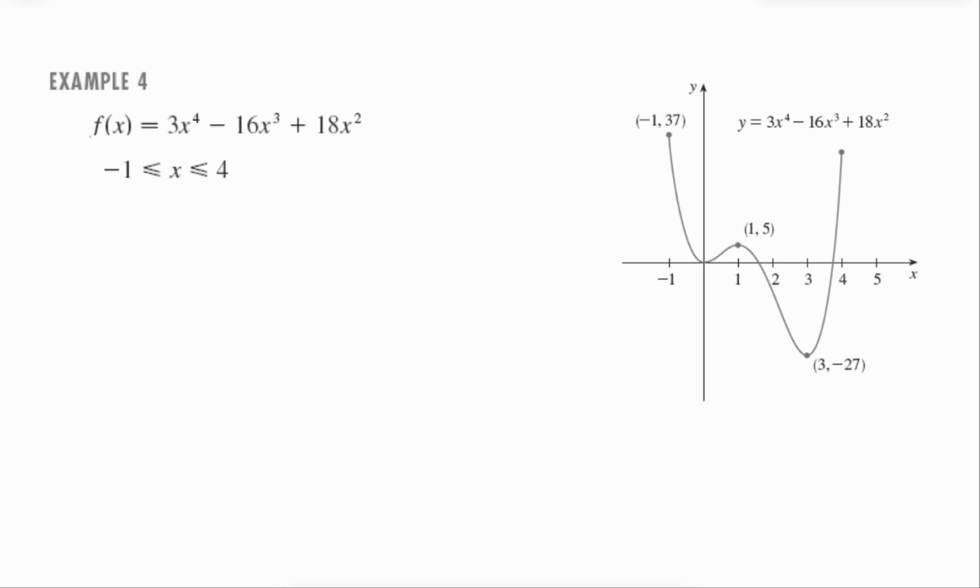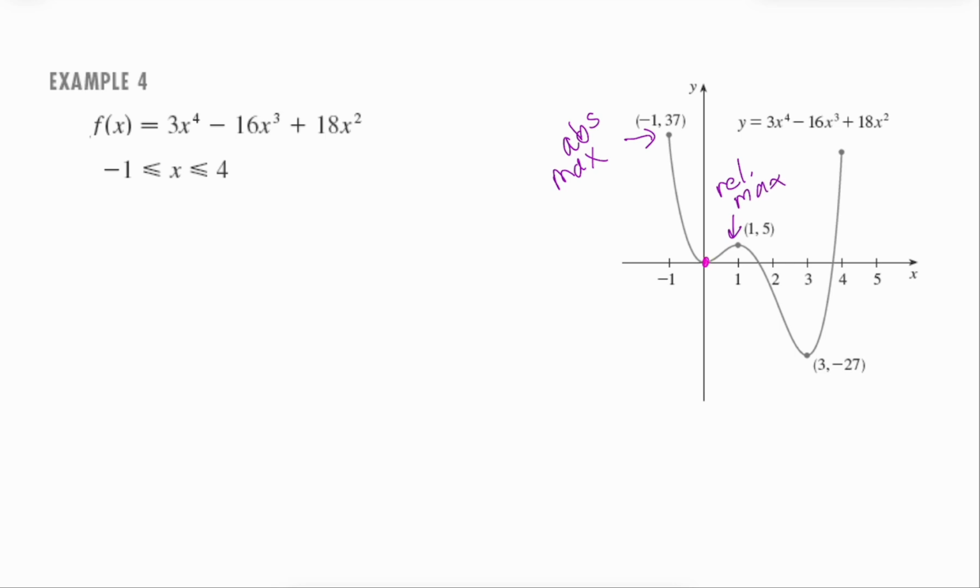So you will notice that we have a few things that have happened. This endpoint is our absolute maximum for the graph. This endpoint is nothing special. This is a bump where we have a maximum, but it's not the highest point of the entire graph, so that is a relative or local maximum.